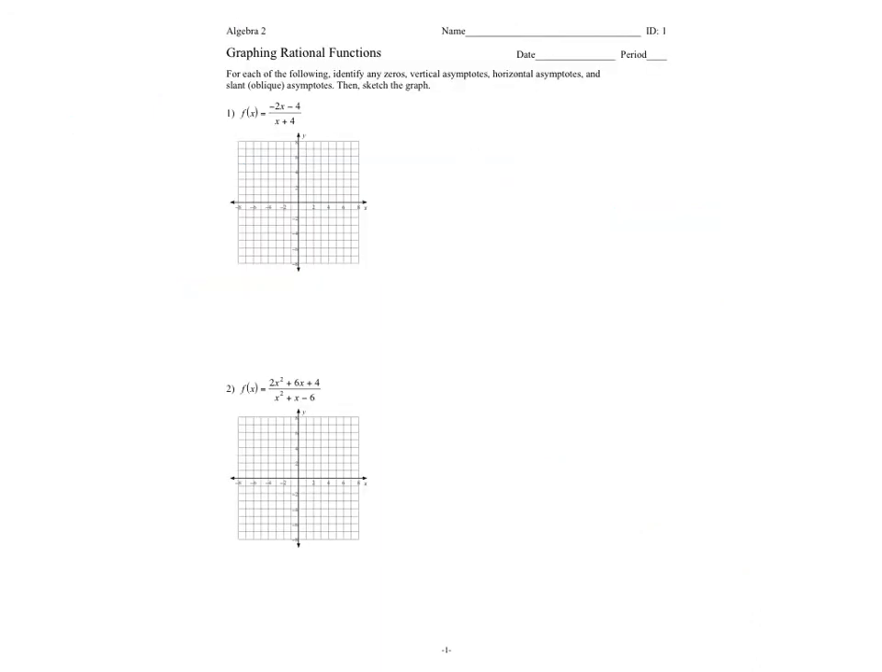Your homework to work on. So what you're doing for each of these is exactly what we just did on those last 3 problems. So you start by finding any zeros, any asymptotes, sketch those out, and then sketch your graph.